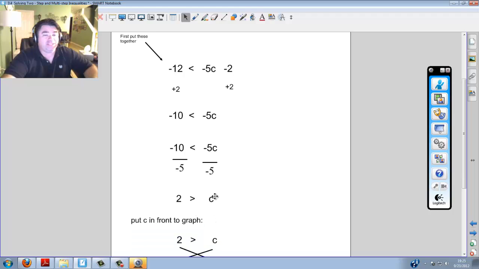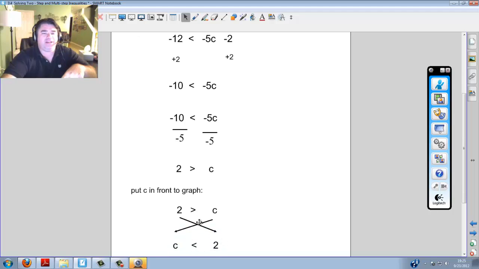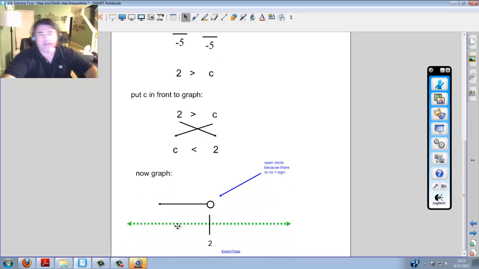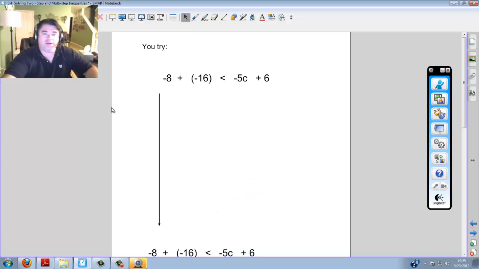But I want to put c in the front. You can do this if you switch the c over here and the 2 over here. And the sign has to switch again, because the sign's attached to the 2. So when it switches, so does this. And now we graph. Well, if c is less than 2, that's easy. Action at 2, open circle, because it's not equals, less than, boom. You try. Go ahead.